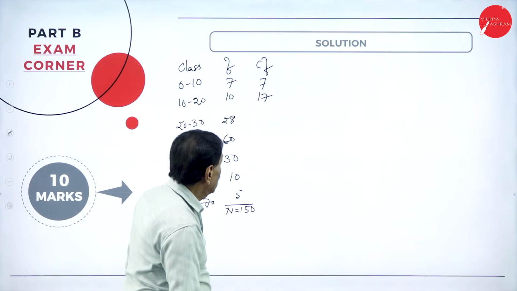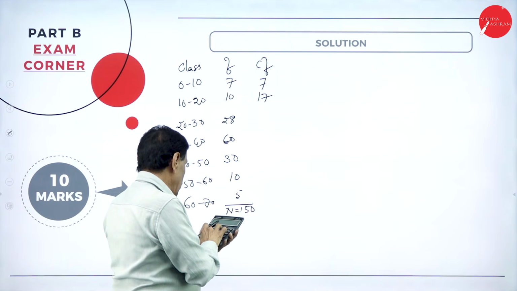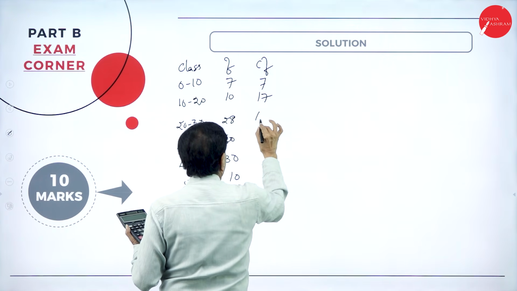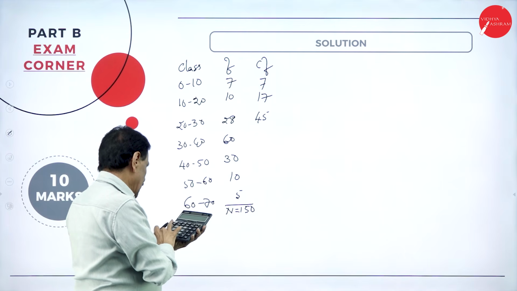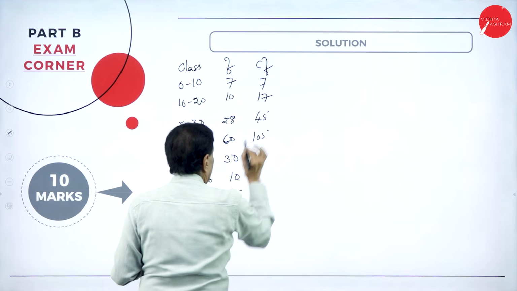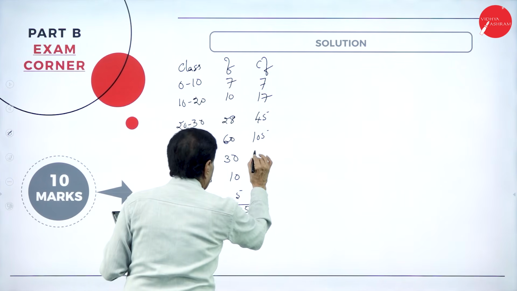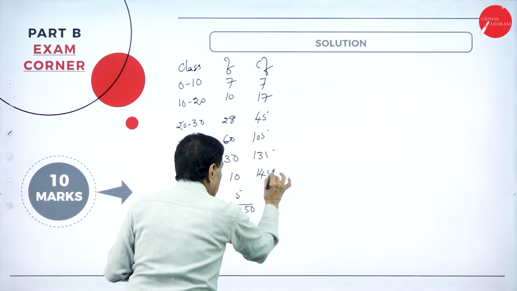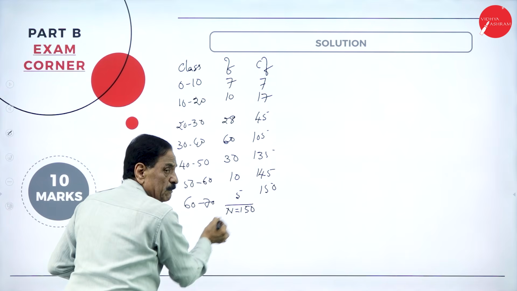For 17, 28 should be added. 17 plus 28, 45. For 45, 60 should be added. 105. For 105, 30 should be added. 135. 145. 150. This and this should be same.